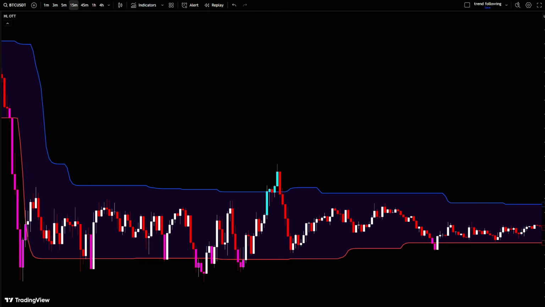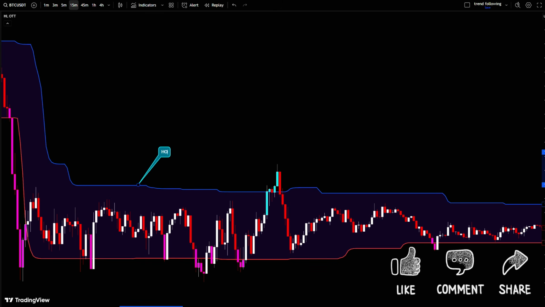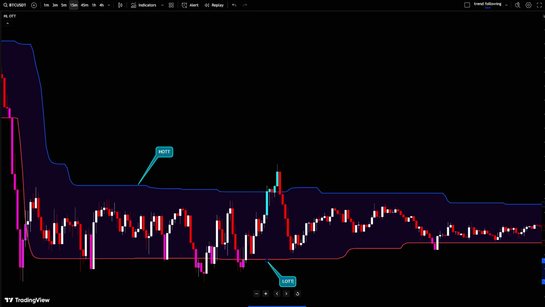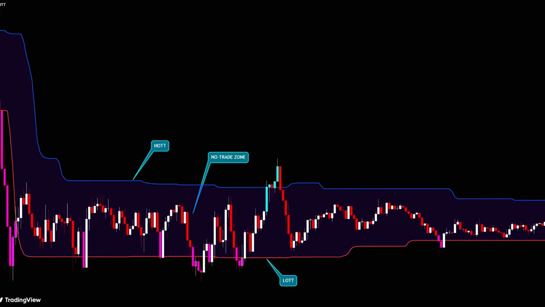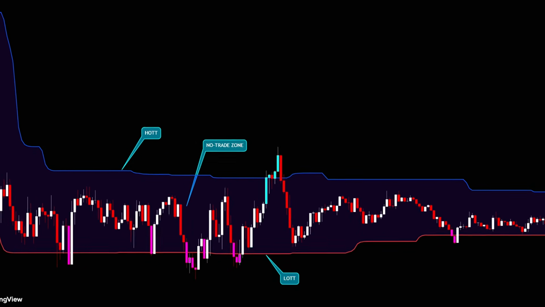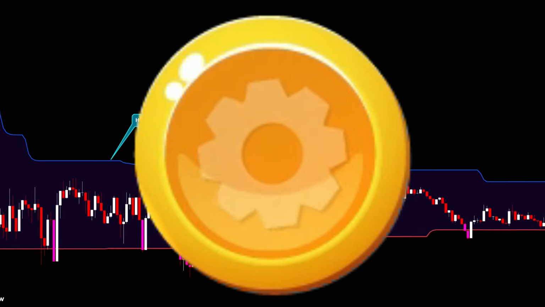Alright, so let's break HOTT down. You've got two lines, HOTT for the highs and LOTT for the lows. The area between those two is called the flat zone. And when price is stuck in there, you basically sit on your hands. No signals, no chasing, just wait.